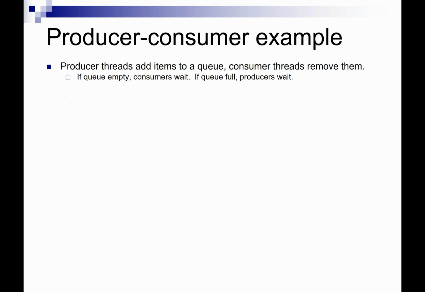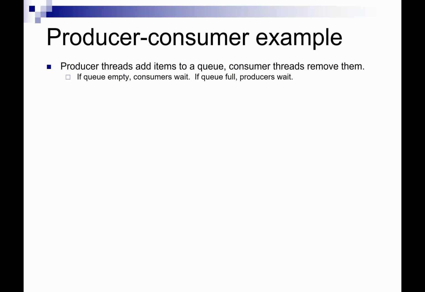Let's do an example of using these condition variables. This is going to be the producer-consumer example. What's happening here is that we have a bunch of consumer threads and a bunch of producer threads, and they all access this queue. The producer threads put items into the queue, and the consumer threads remove items from the queue. They just keep doing this.